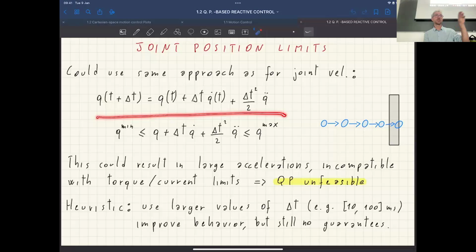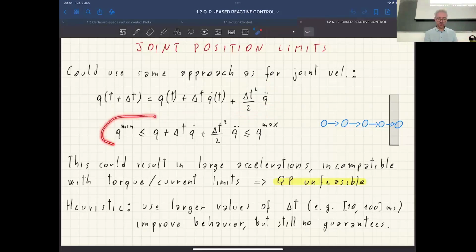If I assume that my accelerations are constant, then I can predict the next joint positions using this expression here. I have the current joint positions plus delta t times the current joint velocities plus delta t squared over 2 times the accelerations, which are supposed to remain constant over the time step. It's a parabolic motion. It's like I'm taking q double dot and integrating it twice, and I get this expression here.